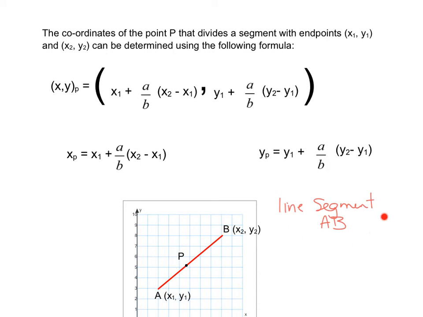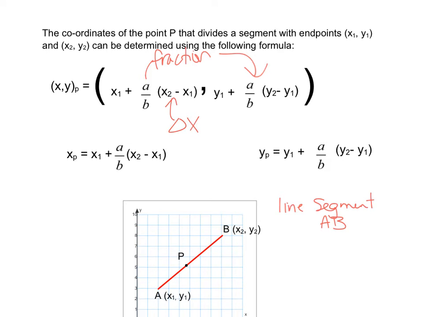In this case, we're working with line segment AB. I'm going from A to B. So my A is my x1 and y1. B is my x2, y2. So my formula is x1 plus A over B. This is the fraction that point P divides the line. It's also expressed here. And then this part here is basically your change in x, x2 minus x1.